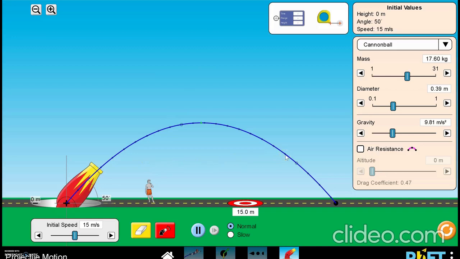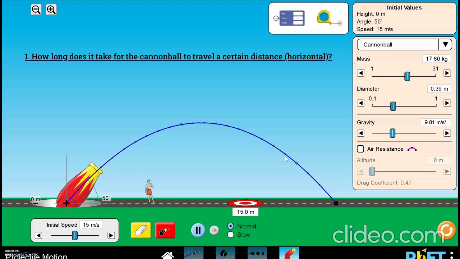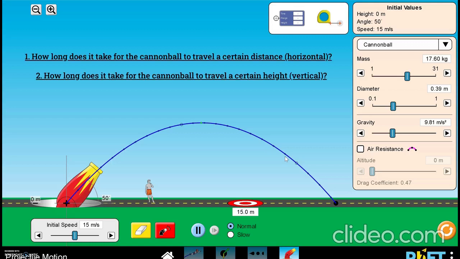The reason that the gravitational force doesn't interfere with horizontal velocity is because gravitational force is only a vertical force, and vertical forces cannot interfere with the horizontal velocity. With this information in mind, we can now ask ourselves two main questions that can help us complete our setup. The number one question is, how long does it take for the cannonball to travel a certain distance, which is horizontal? And number two, how long does it take for the cannonball to travel a certain height, which is vertical?